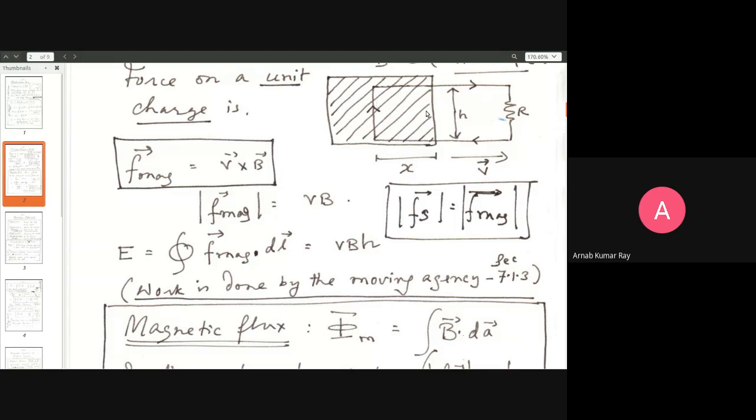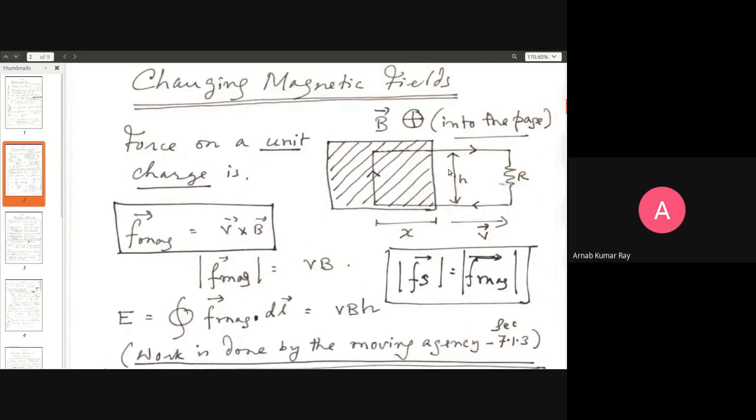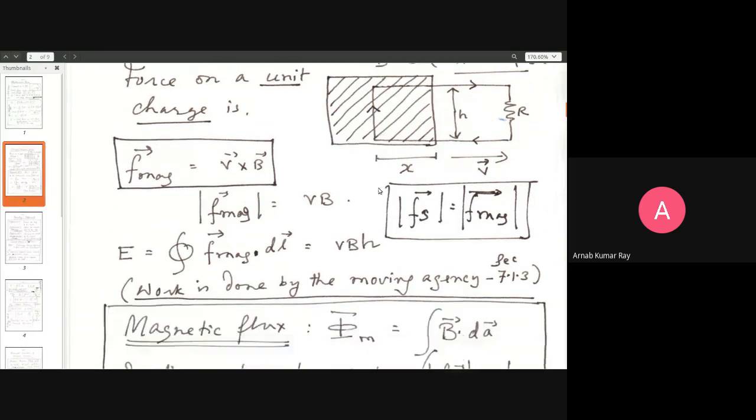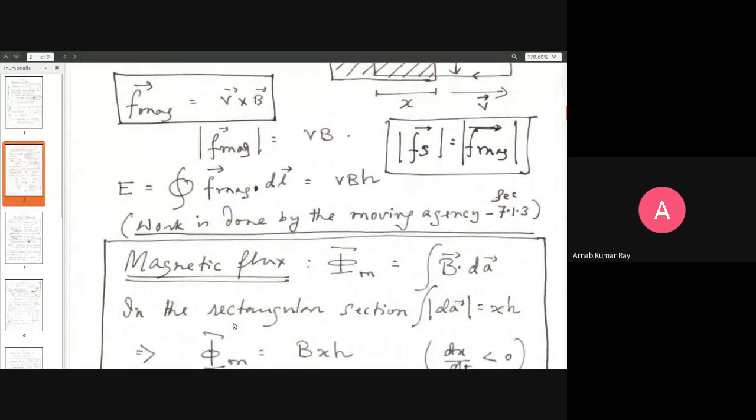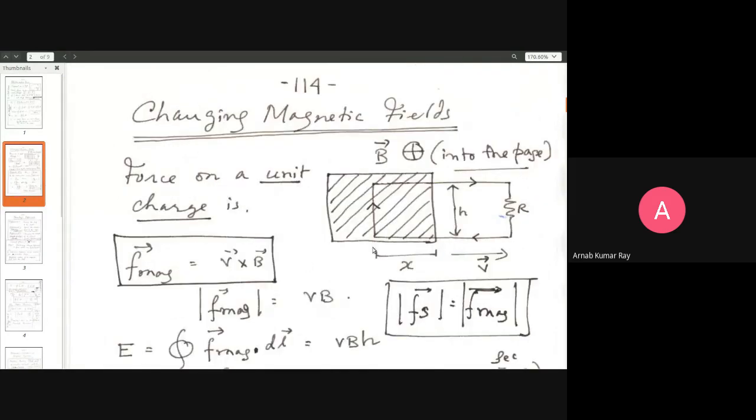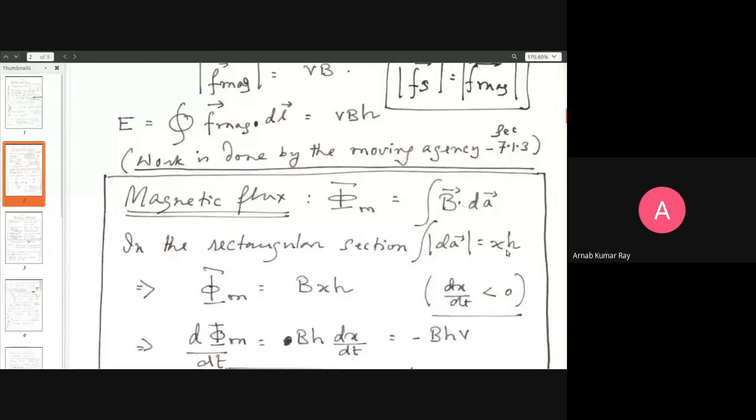So this is the area dA, the area through which the magnetic field is passing. So in the rectangular section of the wire that coincides with this shaded region, what is the magnetic flux? We shall have to find that. In the rectangular section dA here, this part will have the area h into x. It's a rectangle, length into breadth. Length is h, breadth is x. So that part will have x into h.